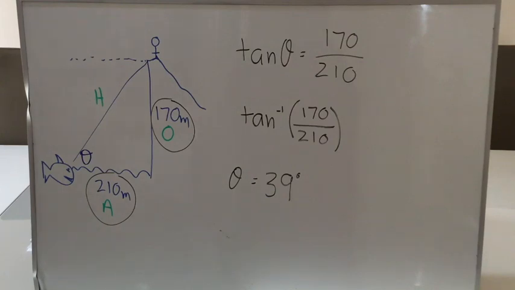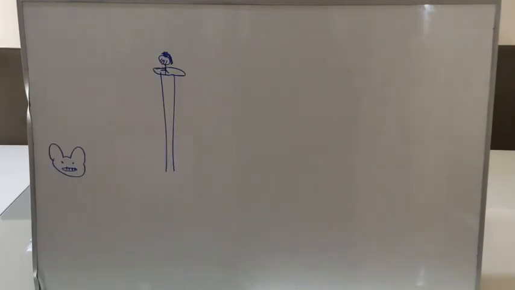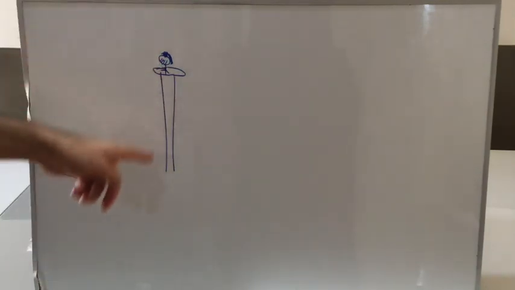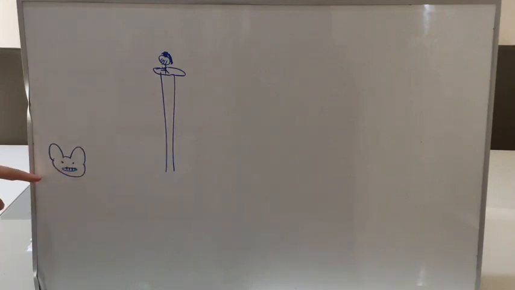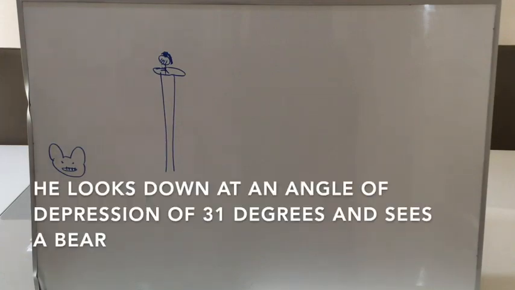Okay, last example. Now you're in the forest. This man here, as I'm sure you can tell, is a park ranger and he's standing at the top of a lookout tower and he spots a bear in the forest. So I've started you off with the diagram. I want you to try and fill in the rest of it as you get given this information. A park ranger is at the top of a lookout tower. He looks down at an angle of depression of 31 degrees and sees a bear.